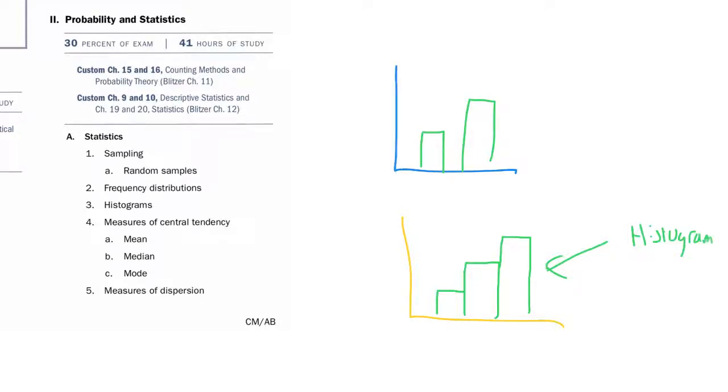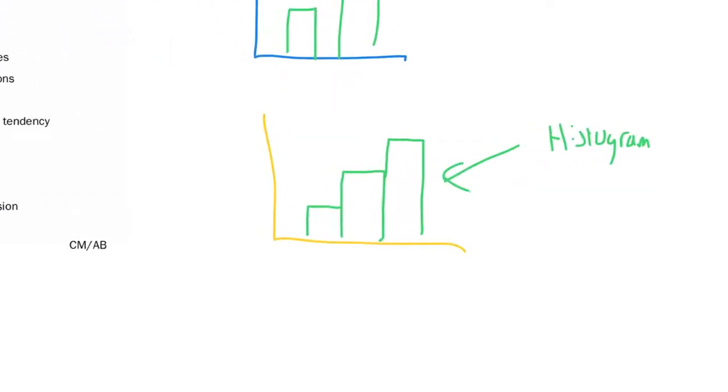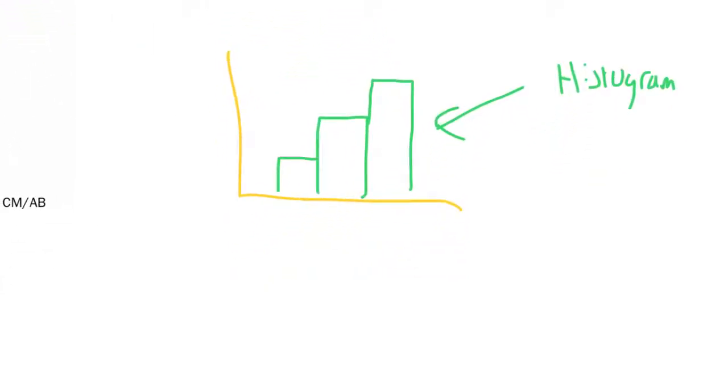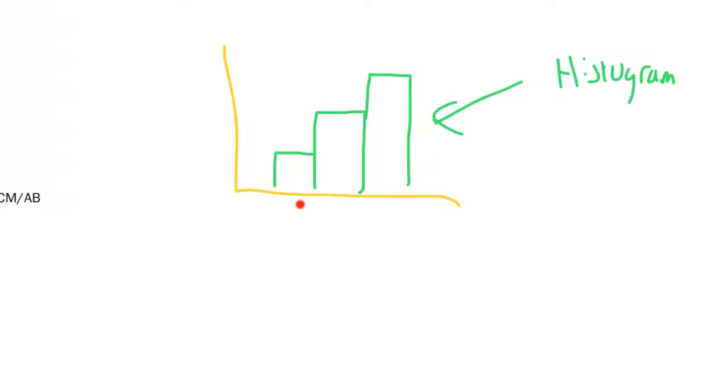Let's see. What else could I say about it? Well, I could definitely say that when it comes to a histogram, there's often a range of values represented down here. So, for example, maybe from 0 to 9, from 10 to 19, and from 20 to 29. And of course, there's going to be a range of values here. Maybe 1, 2, and 3.